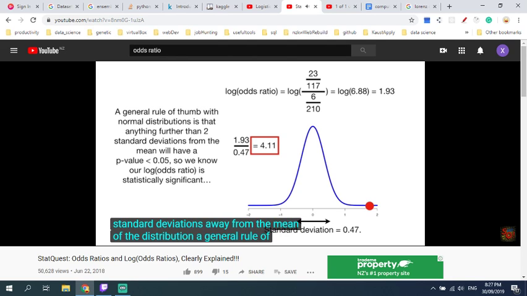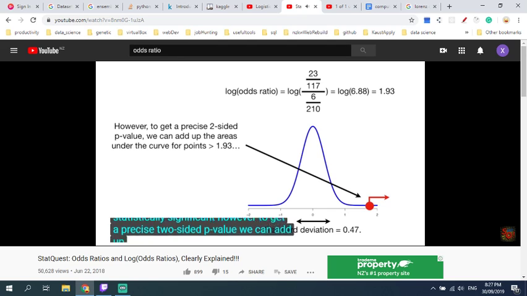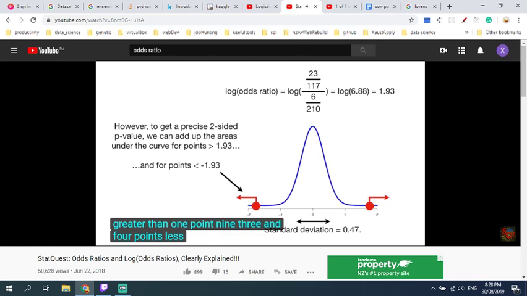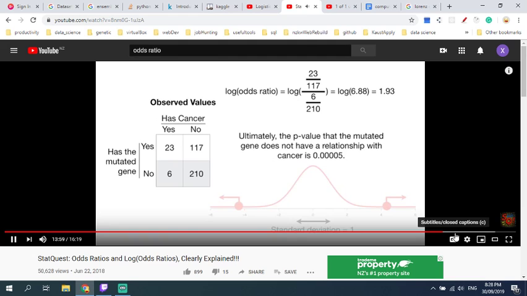A general rule of thumb with normal distributions is that anything further than 2 standard deviations from the mean will have a p-value less than 0.05, so we know our log of the odds ratio is statistically significant. However, to get a precise two-sided p-value, we can add up the areas under the curve for points greater than 1.93 and for points less than negative 1.93.